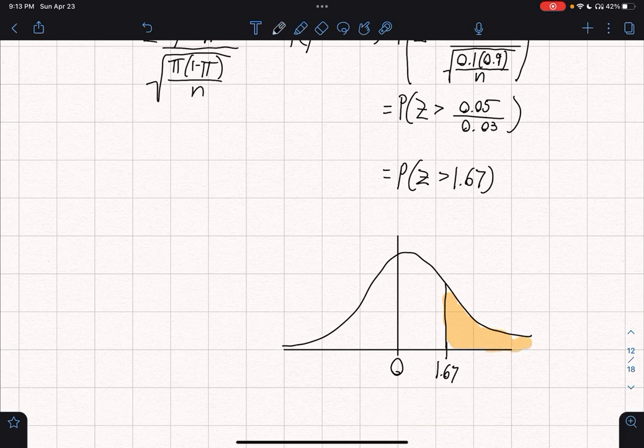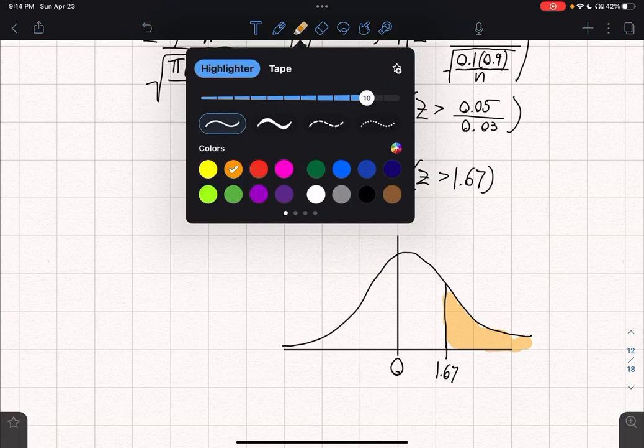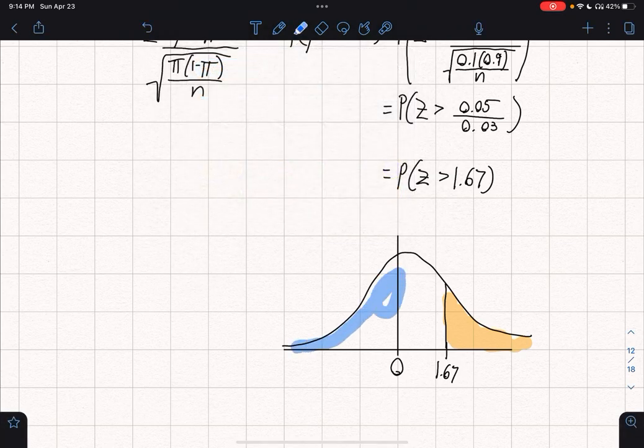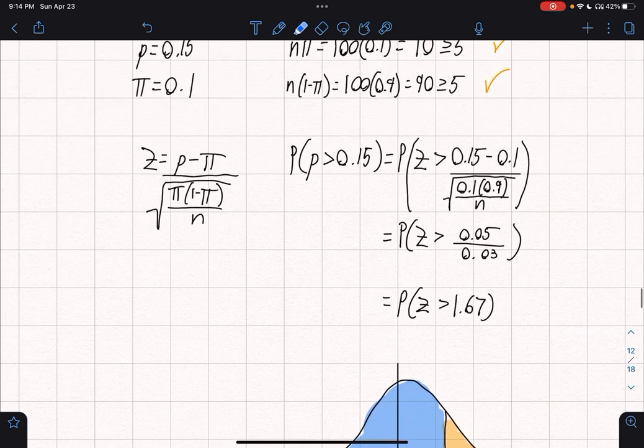Because I have a positive value, I'm going to use our positive table. Our table is going to give us this area. We're going to look up this blue area in our positive table. And then because we know the total area is equal to 1, we'll just do 1 minus that value, and that'll give us our answer. So let's go ahead and look this up. 1.67 positive.